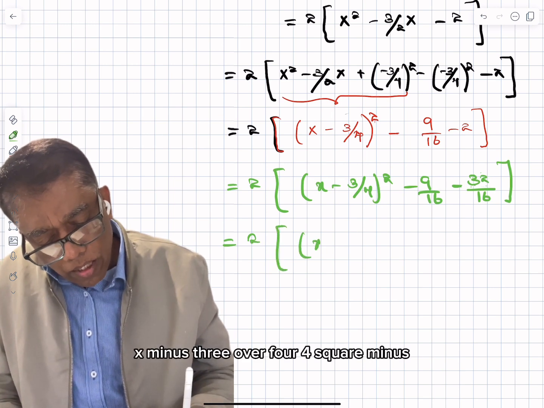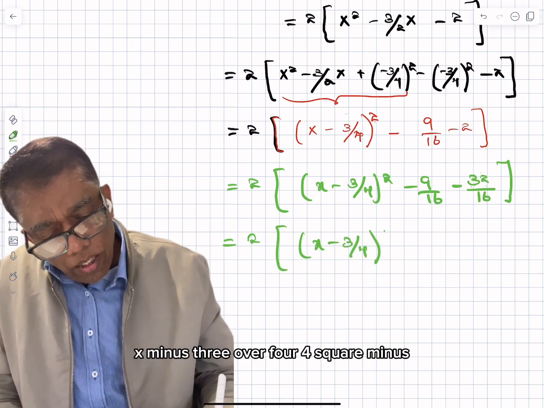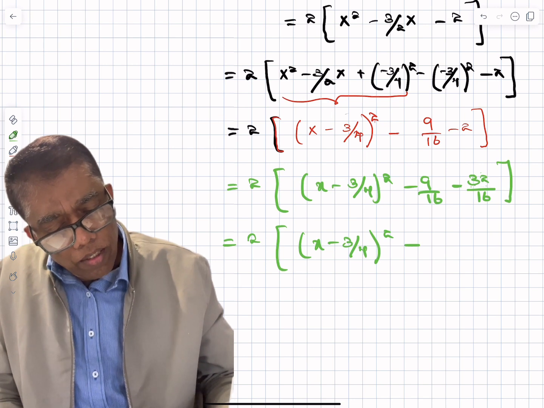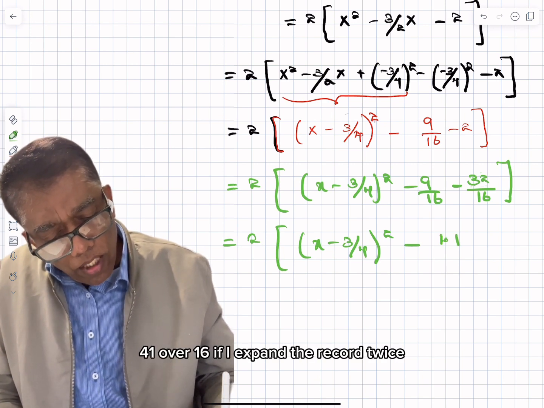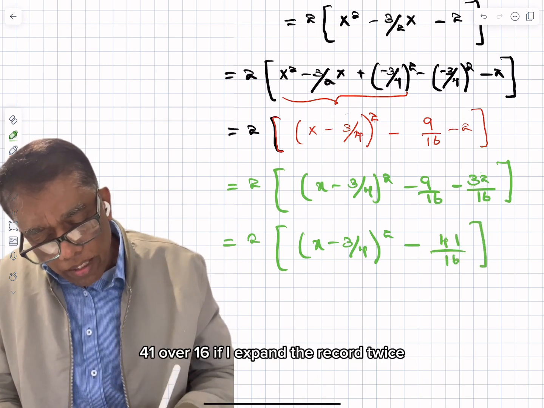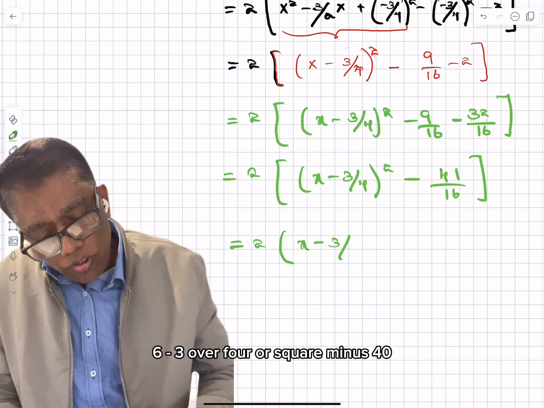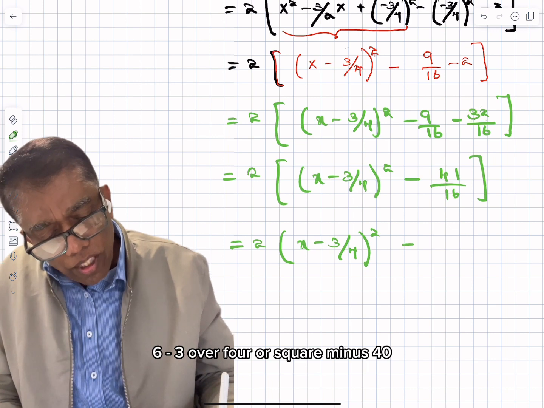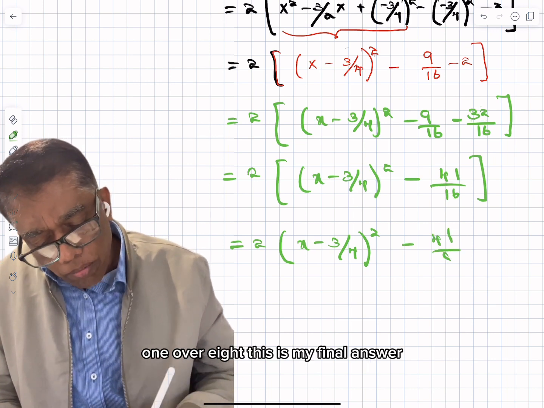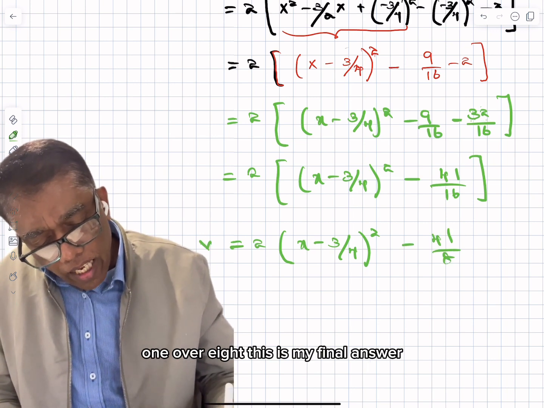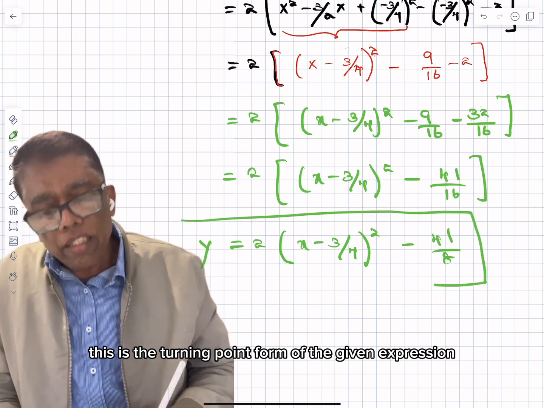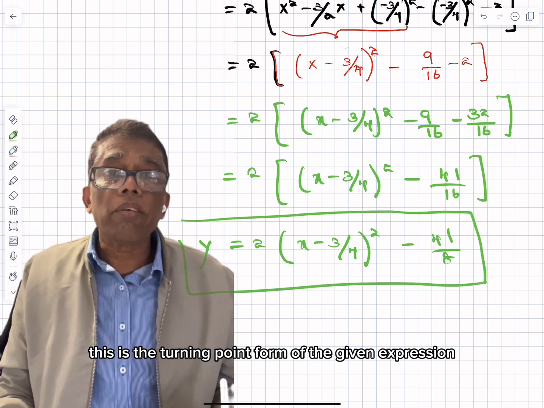So inside the bracket it is (x minus 3 over 4) whole square minus 41 over 16. If I expand the bracket, twice (x minus 3 over 4) whole square minus 41 over 8. This is my final answer. This is the turning point form of the given expression.